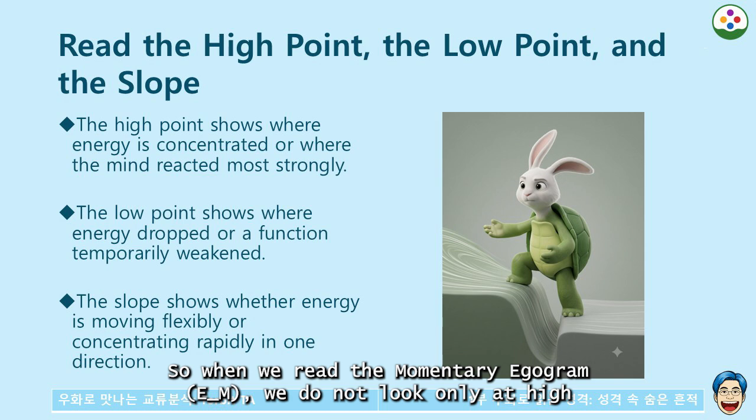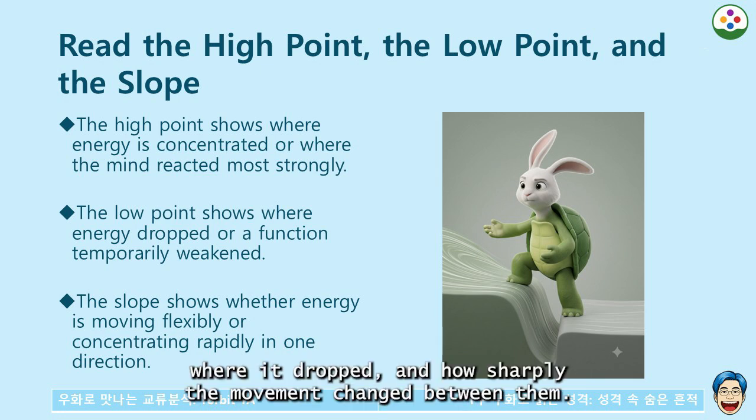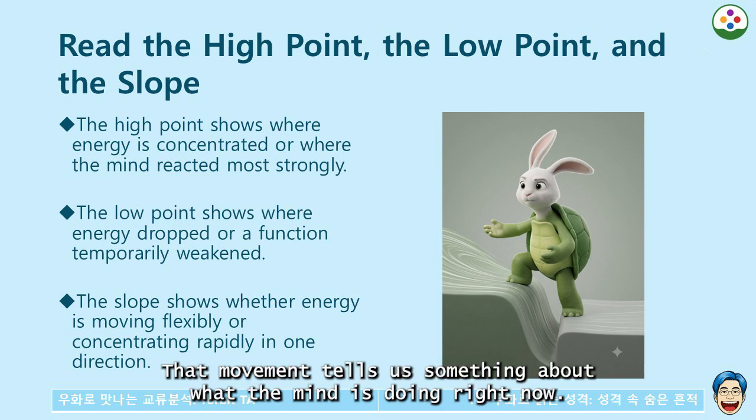So when we read the momentary egogram, we do not look only at high and low points. We look at where energy rose, where it dropped, and how sharply the movement changed between them. That movement tells us something about what the mind is doing right now.